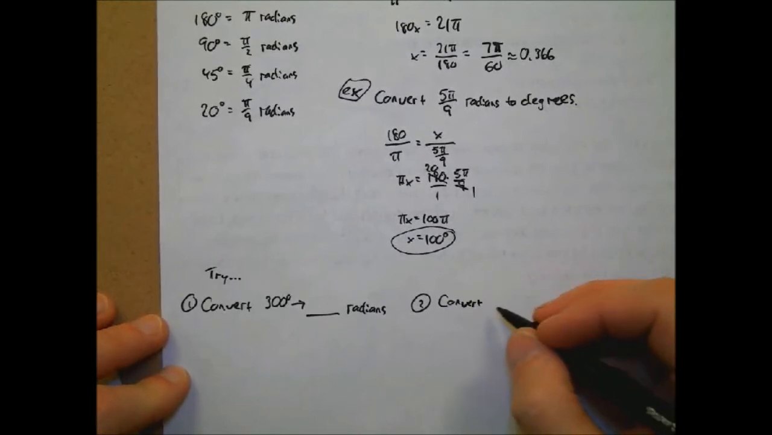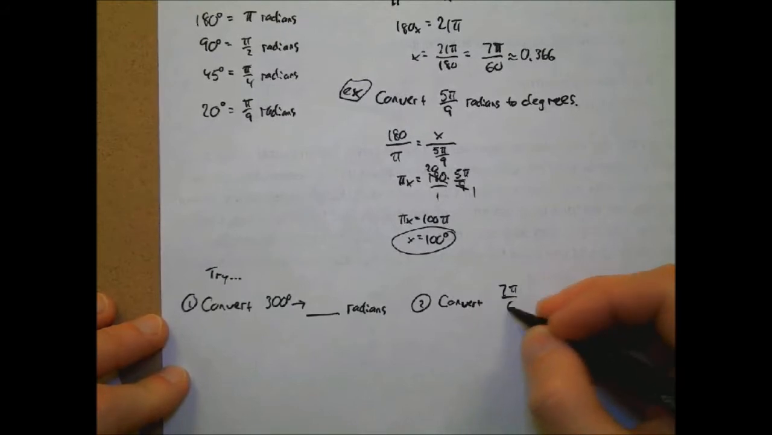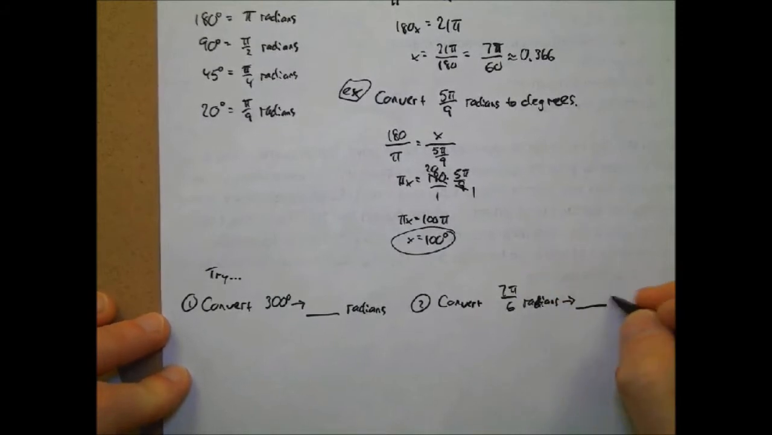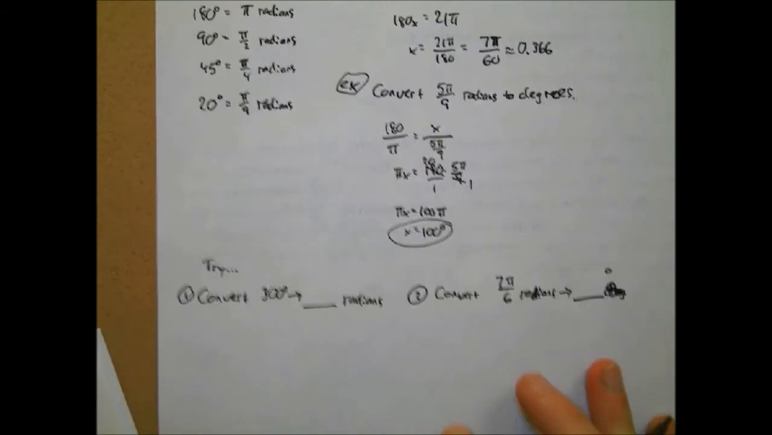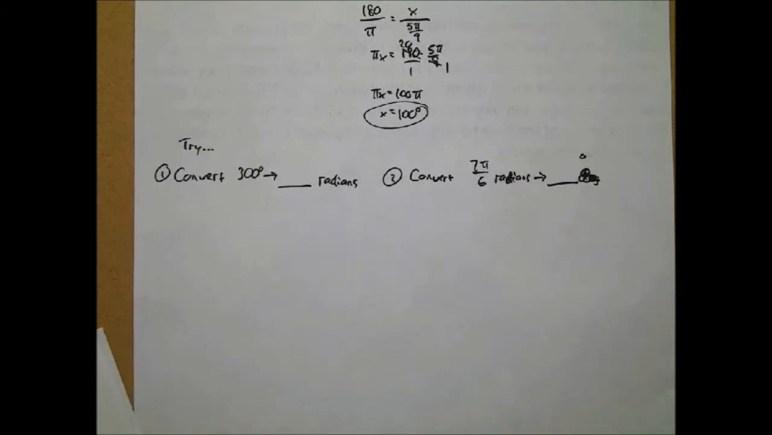And then convert 7 pi over 6 radians into some number of degrees. I guess I should just put the degree symbol. Okay, so go ahead and give that a try. Take the 300 degrees, put it into radians, take 7 pi over 6 radians, and put it into degrees, please.